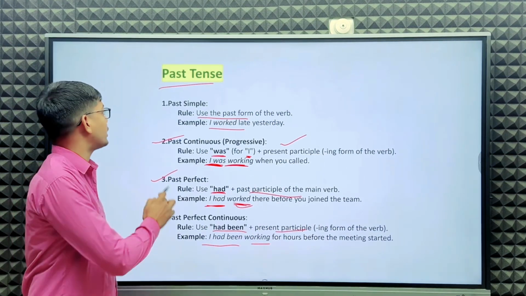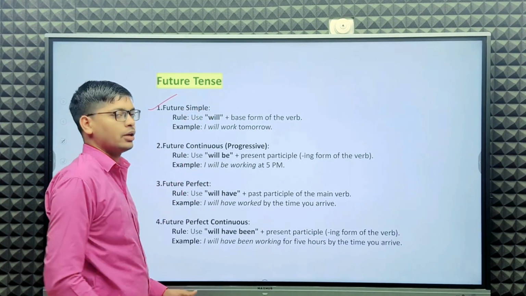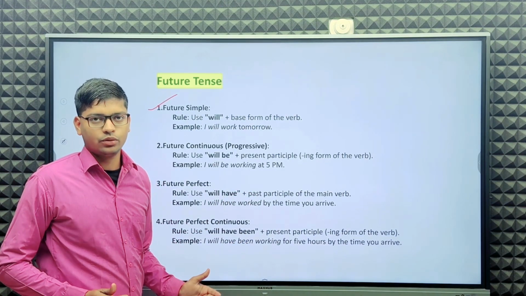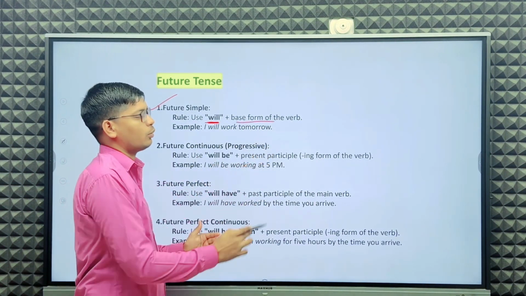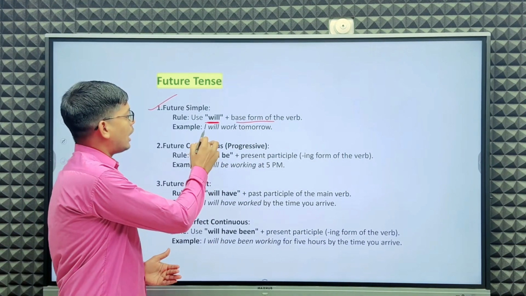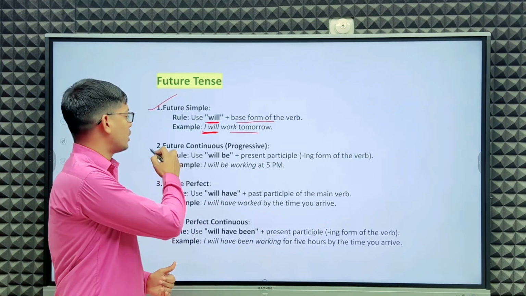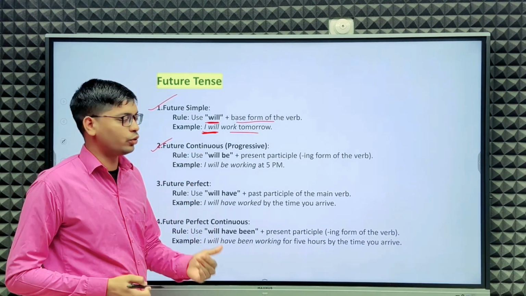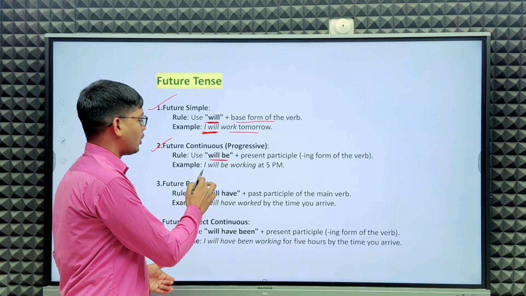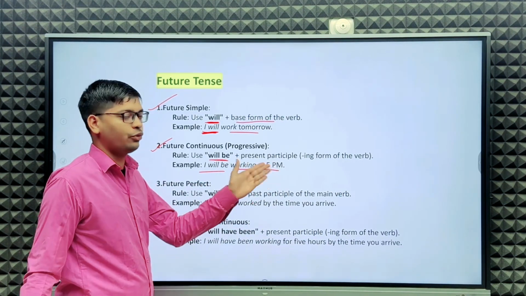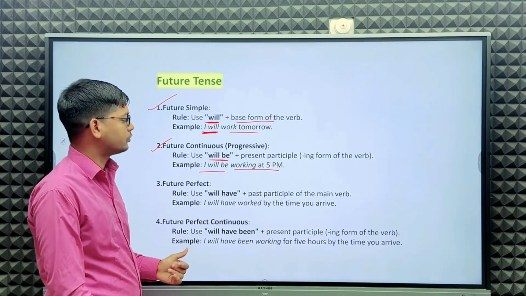So let's see future tense. In future simple tense, we have to use "will" with "I", plus the base form of the verb. I will work tomorrow. Next, future continuous tense: we have to use "will be" with "I". So, I will be working at 5 p.m.